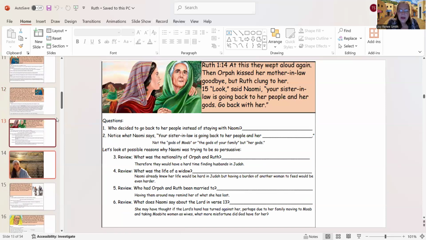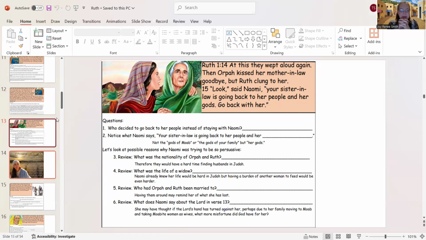Ruth 1:14. At this they wept aloud again. Then Orpah kissed her mother-in-law goodbye, but Ruth clung to her. Look, said Naomi, your sister-in-law is going back to her people and her gods. Go back with her. Who decided to go back to her people instead of staying with Naomi? Orpah.